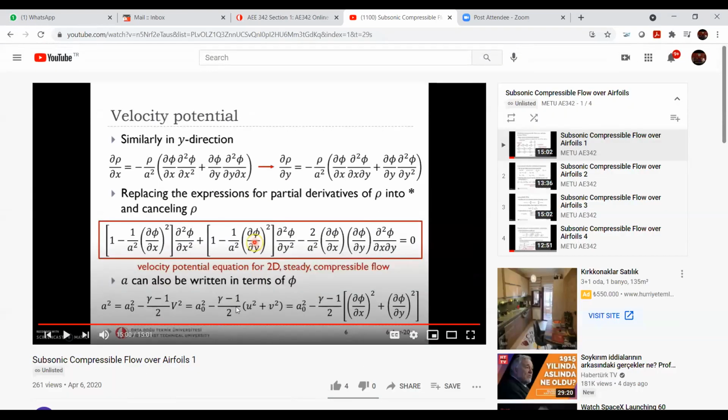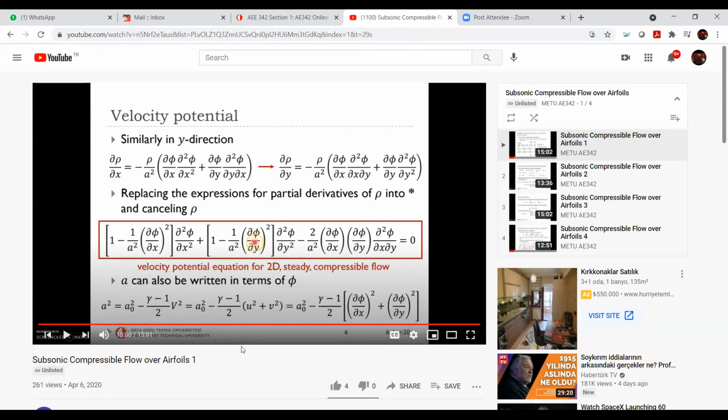Okay, any questions up to this point? Hocam, I missed the point about A0. What does that mean? A0 is the square root of gamma R T0, yes? T0 is the stagnation temperature. A0 is the speed of sound at stagnation temperature, yes?